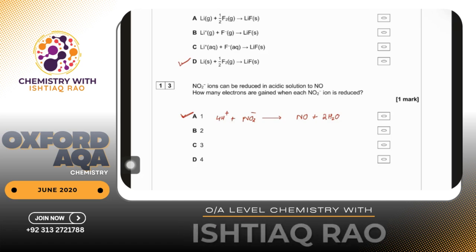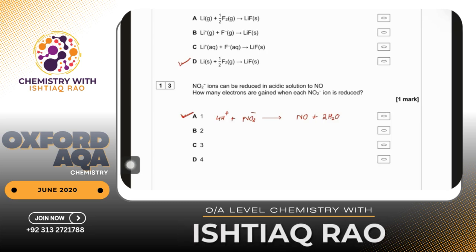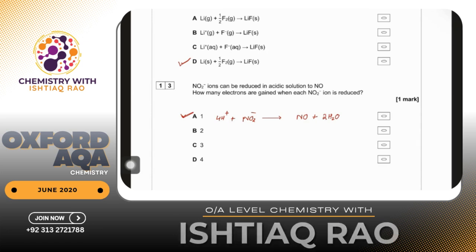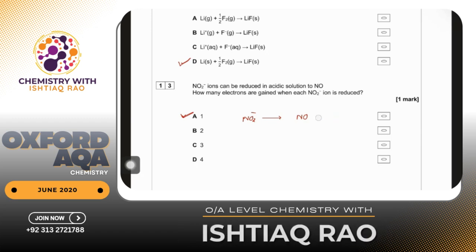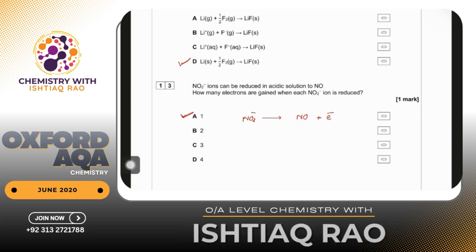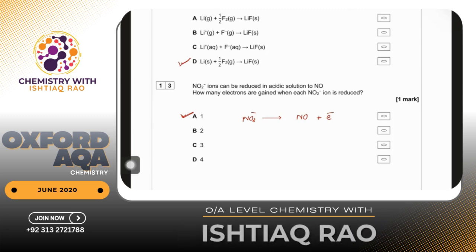What I thought was that for NO2, the charge on the entire ion is negative. So to turn it to neutral, we'll just have to get one electron. Yeah, that's what I thought. But what confused me was that there were two oxygens. So basically oxygen is balanced by water. Okay.